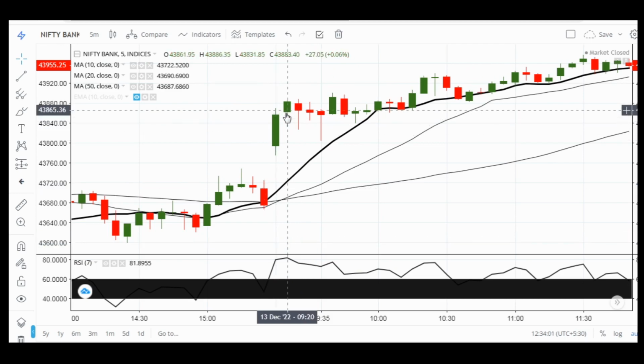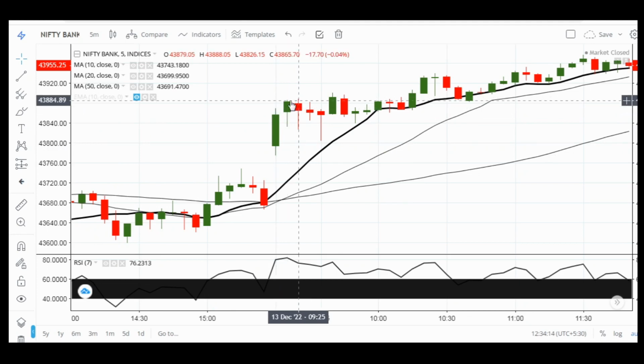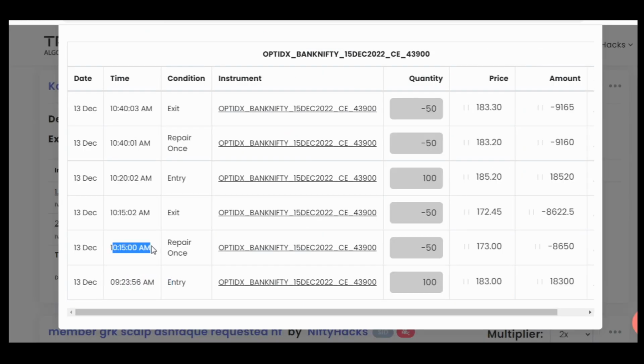Okay, so here the trade got triggered. This is our candle which crossed above RSI 78, above the 60 level, and at 9:23 our trade got triggered on the call side. I think the stop loss would have got hit at 10:15. One lot booked, and the same way another lot also got booked because we have moved our SL below cost to cost.